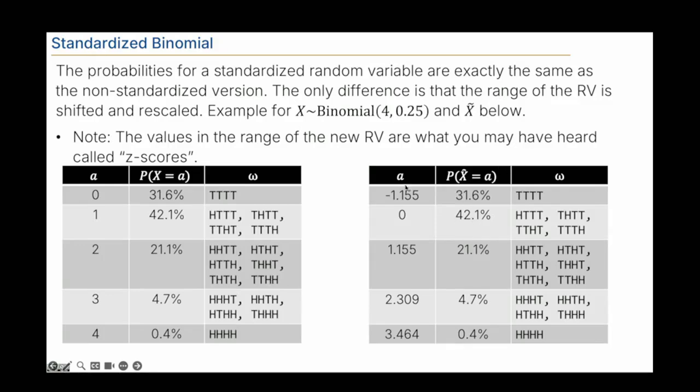The only difference is the range of the random variable. I'm just shifting and scaling so that the random variable's range is different. And in particular, what we end up with is that the values of the new random variable are z-scores. Right? So if you're exactly at the mean, I replace that with 0, saying that is the mean. The z-score of getting 1 head is 0. The z-score of getting 0 heads is minus 1.155 because it is 1.155 standard deviations below the mean.